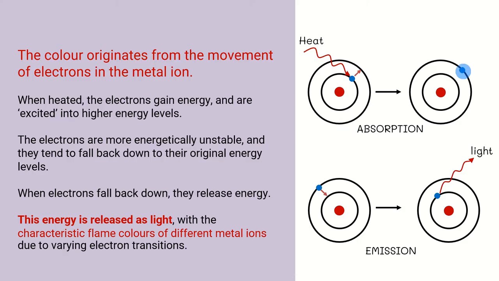As electrons are more energetic, they are unstable, so they tend to fall back to the lower energy level. When they do that, they release energy as light, and this light has a characteristic flame color for different metal ions due to varying electron transitions. This is the emission process.